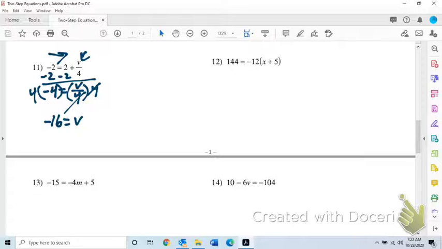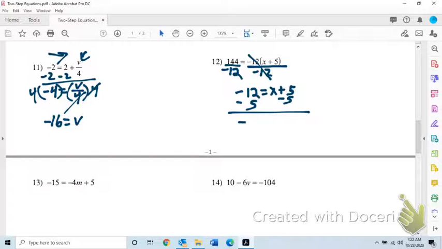Number 12. Remember, negative 12 times x plus 5. So I want to divide by negative 12. That cancels out there. We do it to one side, got to do it to the other. 144 divided by negative 12, we go boop, boop, boop in the calculator. And we get negative 12 equals x plus 5. How do we deal with that x plus 5? Well, we subtract it. And that gives us negative 17 equals x.